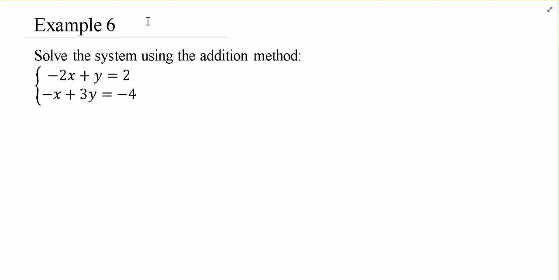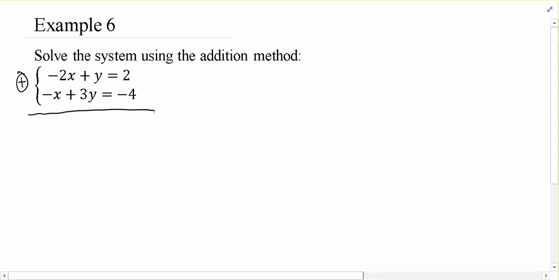All right, so this next example is not the perfect setup. It's not the perfect scenario. I want to point that out, so don't copy down what I'm about to write down. If you were to try the same thing as what we did in the last example and just add these together, you're going to get negative 3x plus 4y equals negative 2.